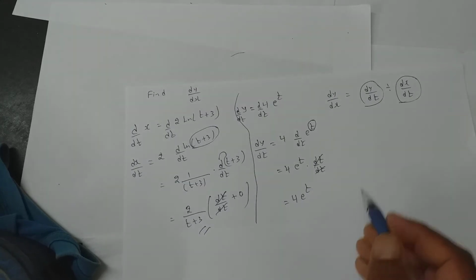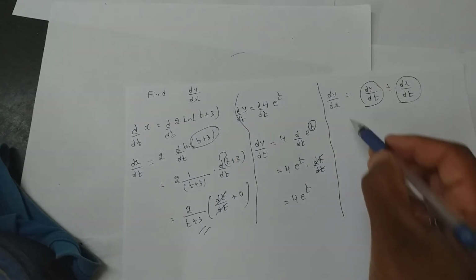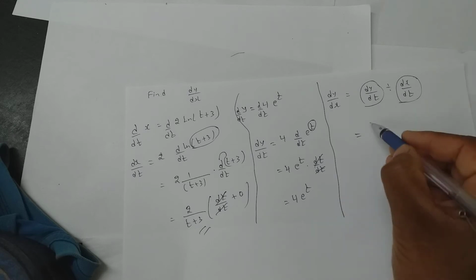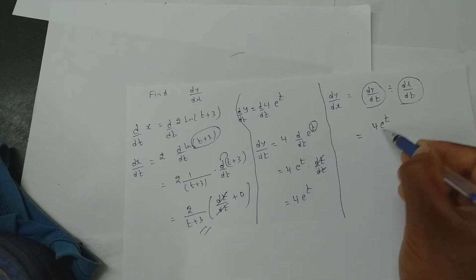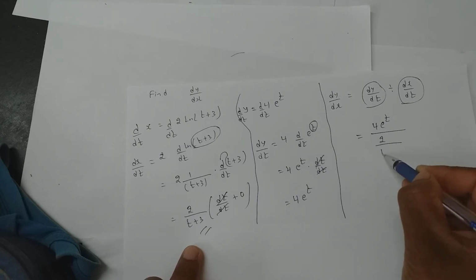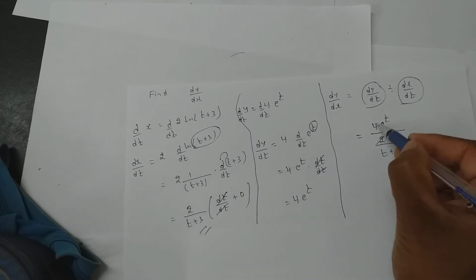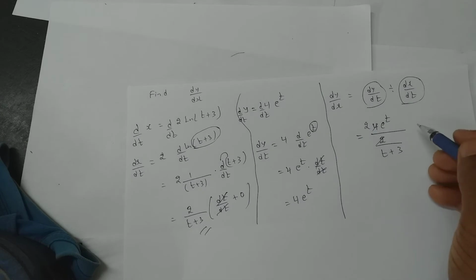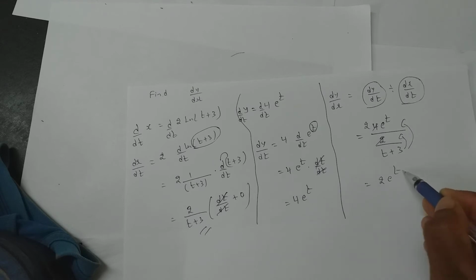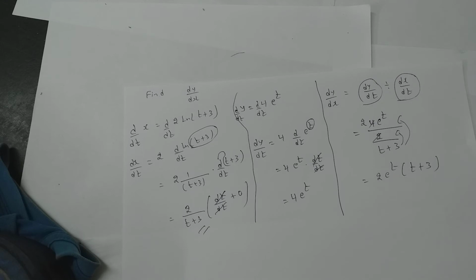Am I clear? So my dy by dx now is, dy by dt is how much I got? 4 e power t by dx by dt is 2 by t plus 3. 2 ones, 2 twos. This t plus 3 cannot go here, so it goes here. So your answer is 2 e power t into t plus 3. Am I clear? Let us see one more sum.